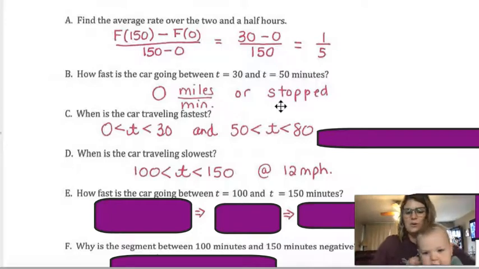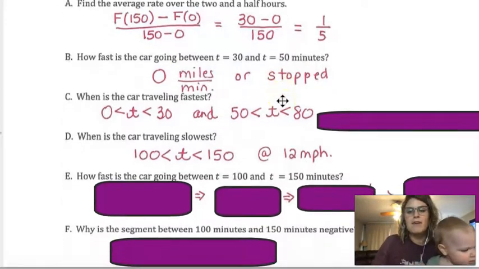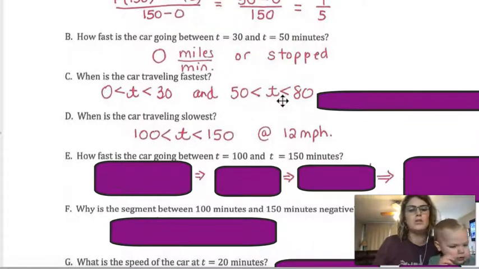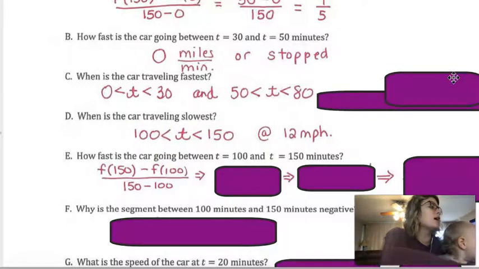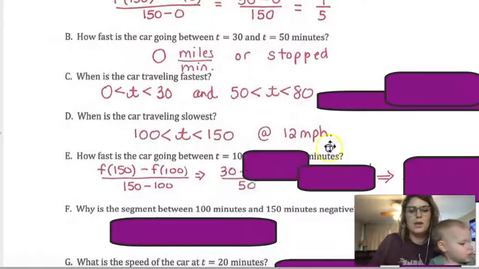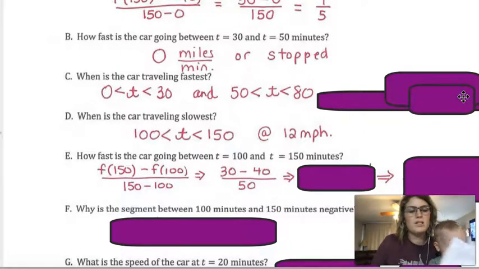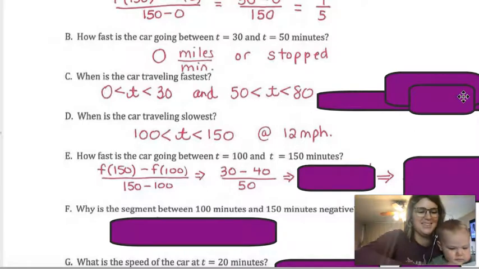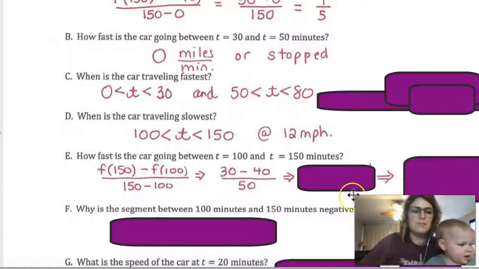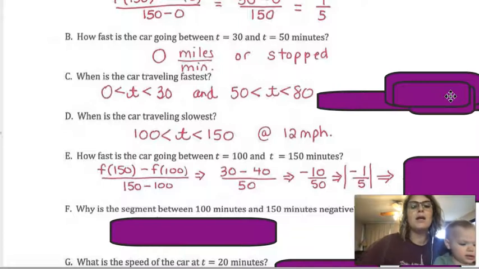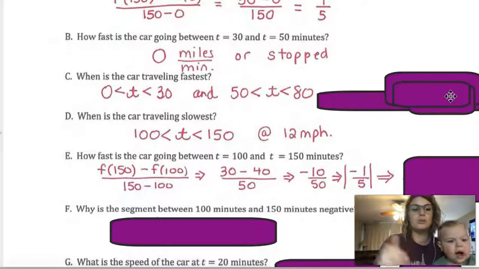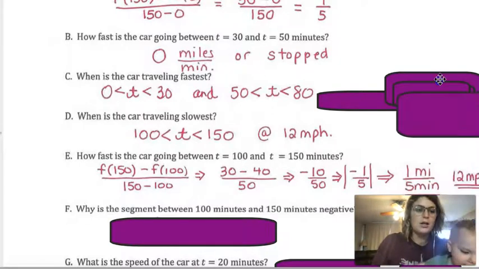Okay, so don't touch. So it says, how fast is the car going between 100 and 150 minutes? So we'll plug it in because we're going to use AROC on this one. So when we plug it in, we get 30 minus 40 over 50. Sorry, over 50. Okay, so we're going to get negative 10 over 50, which is negative 1/5. And the only reason it's negative is because our slope is negative. But that doesn't tell us anything about miles per hour.